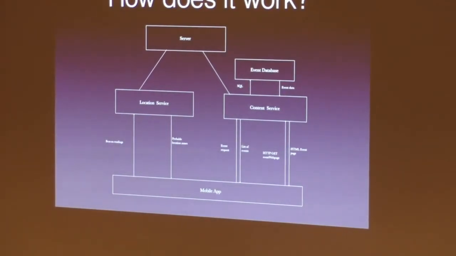This is the basic structure of our system. We have the mobile app, then we have the server, which has the location service and the content service. The mobile app sends the beacon readings to the location service, which determines the probable location zones. Then the mobile app fetches the list of upcoming events, sorts them in the order of physical proximity, and then requests the individual web pages.